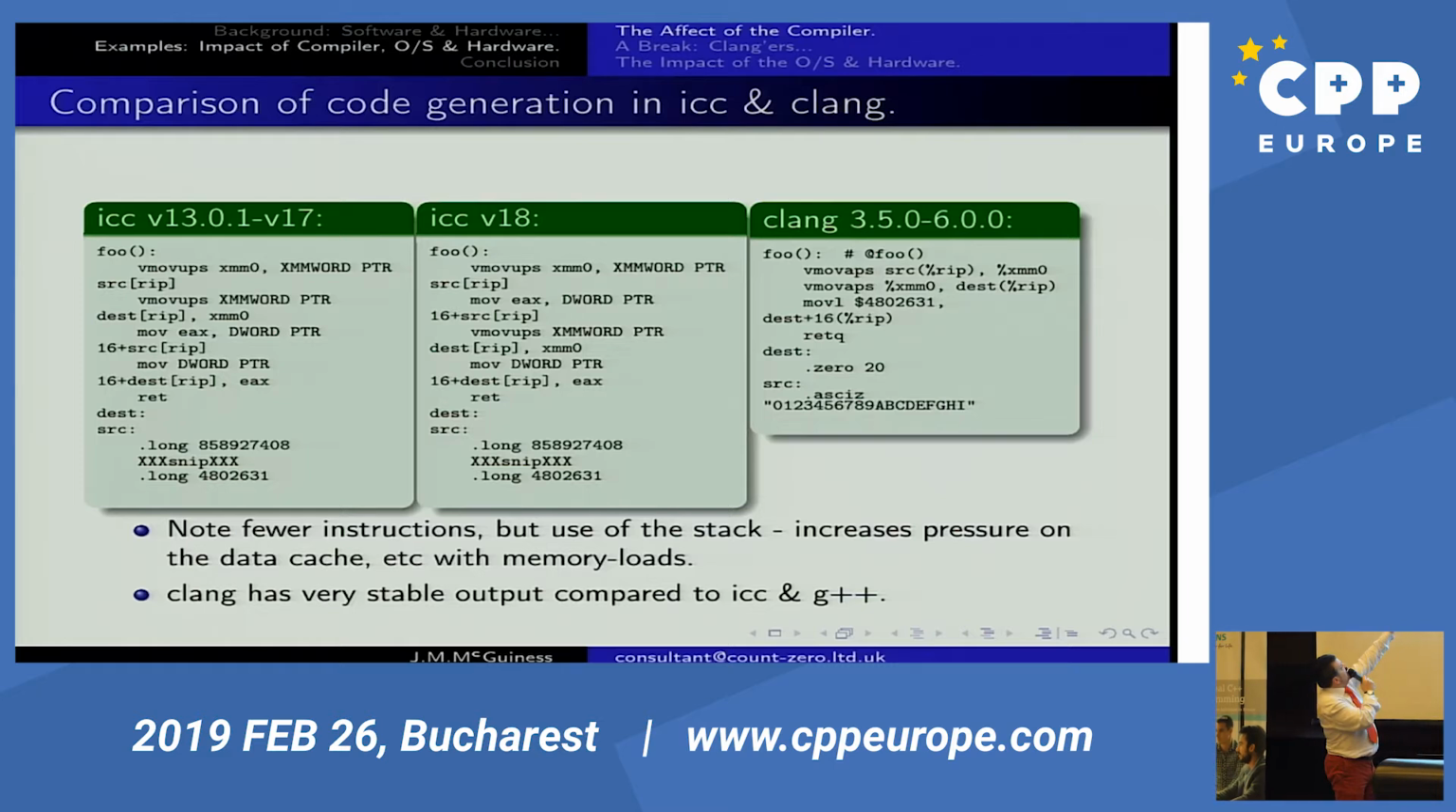ICC 18, again, different instructions. Clang does a reasonable job, but the problem is it's still using the stack. It's still using data cache.